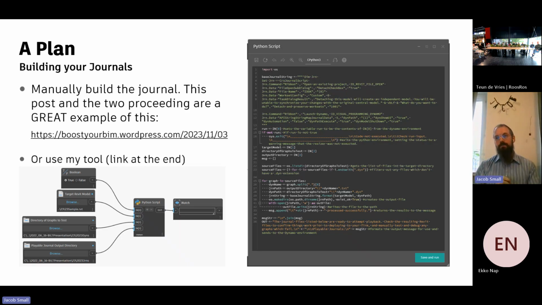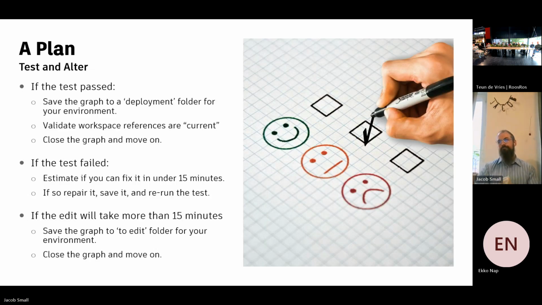This is the tool I use for building the journals, right? If you want to do it manually, there's the Boost Your BIM WordPress article, or you can use my tool. There's a link coming to this at the end, right? It's a simple bit of Python, and it just modifies the journal text to include the right model and the right Dynamo graph. After the test finishes, if it passes, we save it to the deployment folder, close the graph, and move on. If the test failed, we estimate the time to fix it.